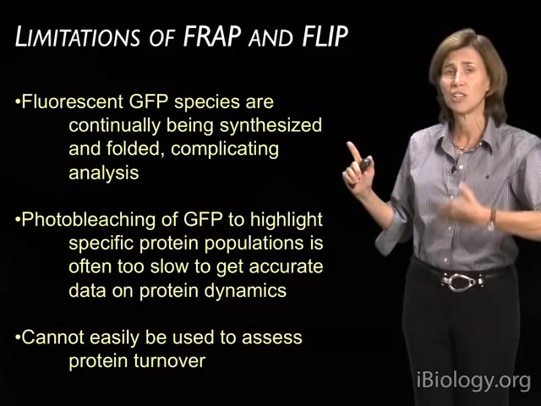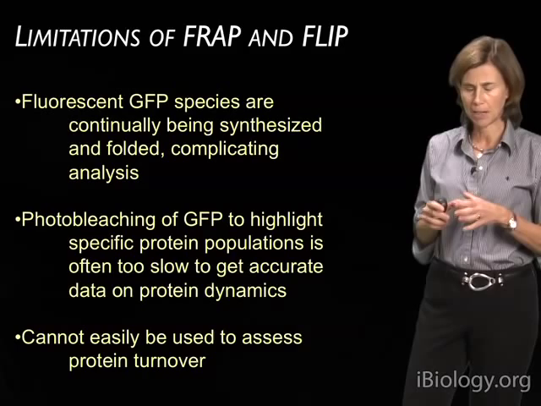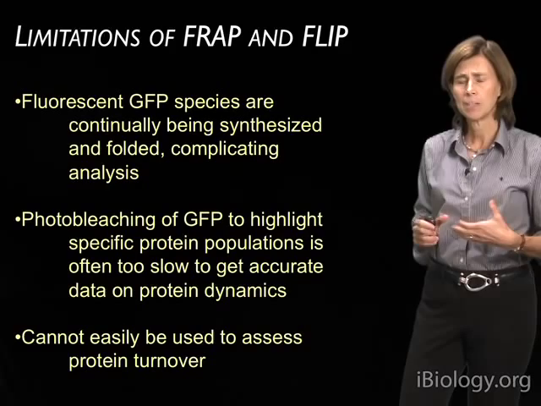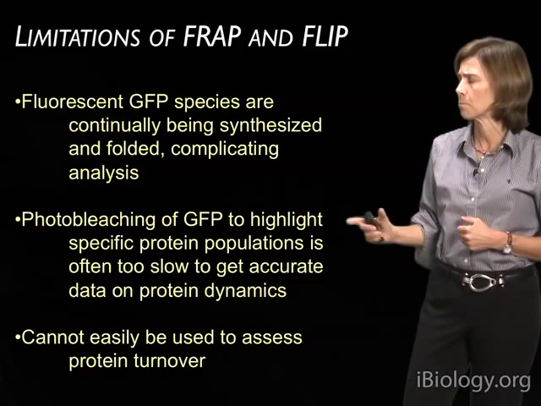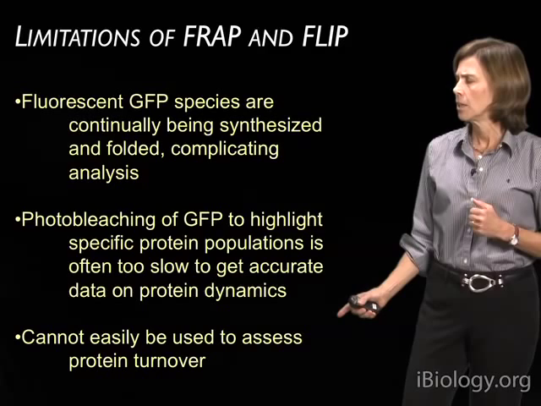Another aspect of this system that one has to be aware of is that photobleaching of GFP to highlight specific protein populations, as I showed in some of these examples, can often be slow. It may take many repeated photobleaching cycles in order to deplete these molecules. And that makes it difficult to get accurate protein dynamic data. And finally, these techniques are not able to readily allow you to address protein turnover.